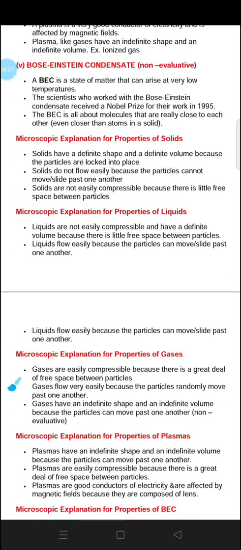Next one is Bose-Einstein condensate, that is non-evaluative. A Bose-Einstein condensate, that is BEC, is a state of matter that can arise at very low temperature. Scientists who worked with Bose-Einstein condensate received a Nobel Prize. They received the Nobel Prize for their work in 1995.